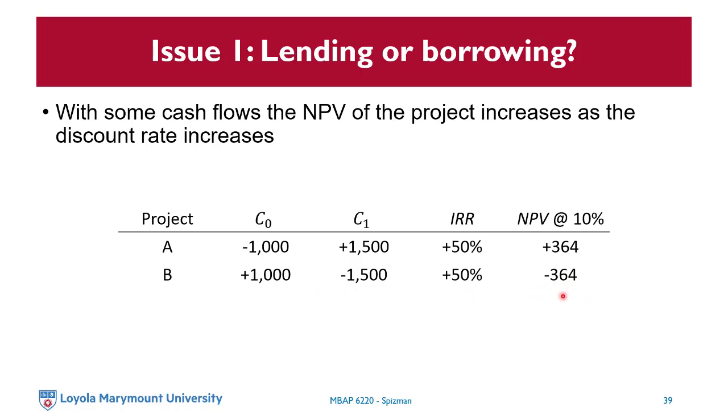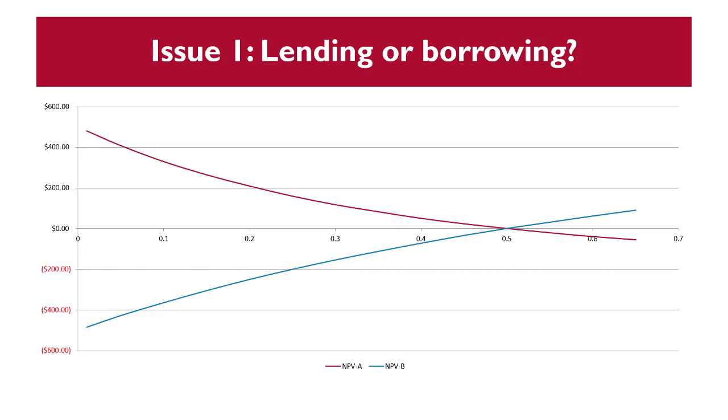And you can think of that in some sense intuitively. You'd rather lend at 50% than borrow at 50%, but the IRR can't distinguish. I also plot here for you the NPV of these investments given different rates of return. So the x-axis here is different rates of return.